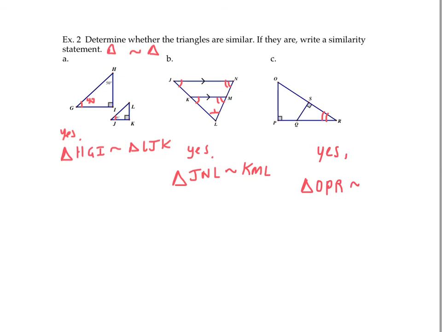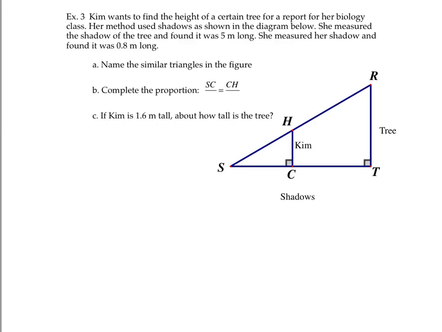is similar to, now just be careful, when you name the second triangle it has to be named triangle QSR. Again, the corresponding angles must be congruent, so just watch out when you go to name them.